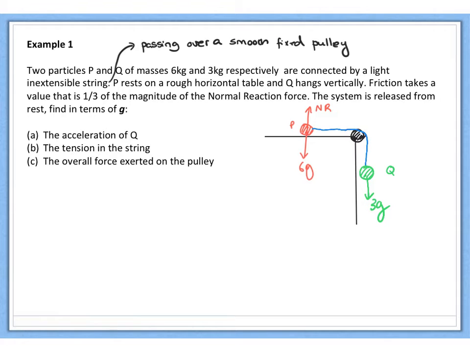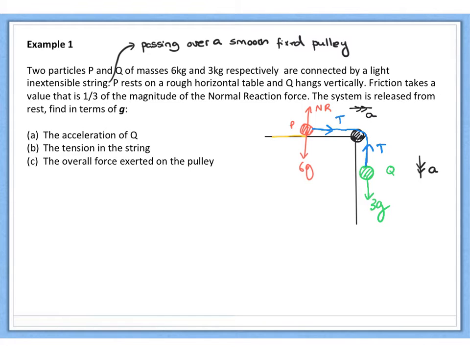We then need to make sure that we include tension, so tension here and tension here acting on Q and P. The tensions are of the same value because the string is inextensible. Now remember, the table is rough, so there is a frictional force opposing the intended directional motion of P. When the system is released from rest, we know that Q is going to accelerate downwards like that. This will pull P along in this direction.